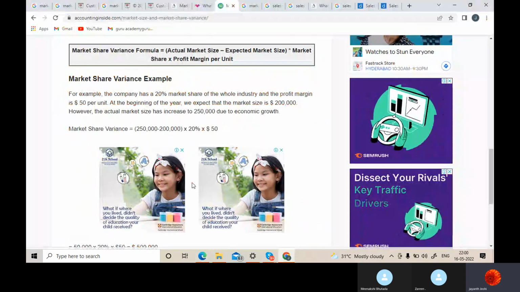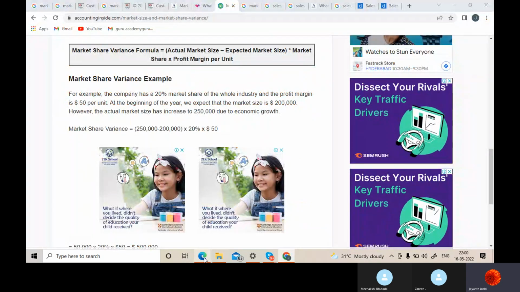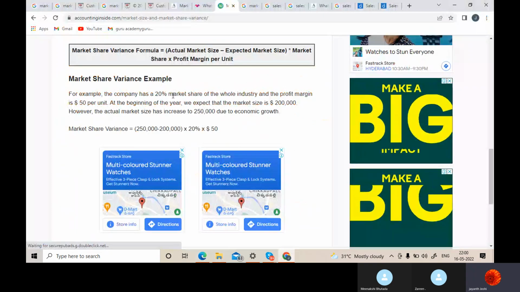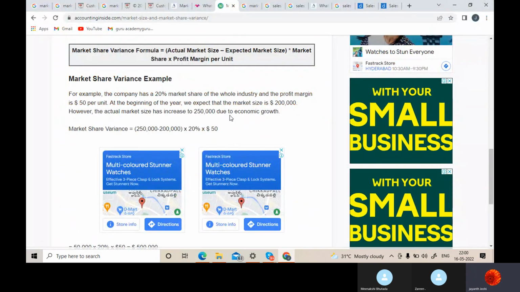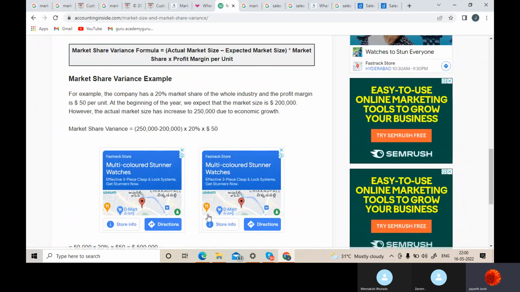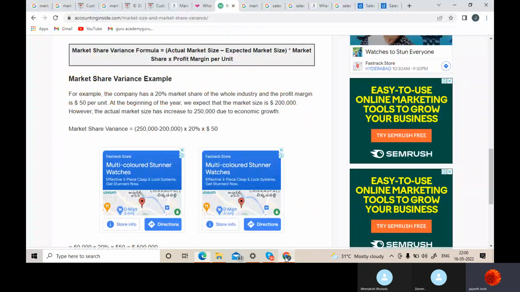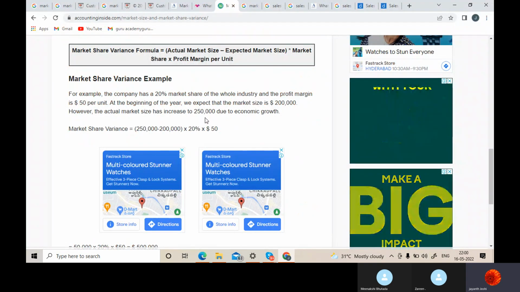So market size they would have mentioned here maybe. Share variance, so if it is share variance, then market size would be given to you. So what is the market size? 20% market share. Actually, we are doing market share variance. Market share variance is actual market share minus budgeted market share.